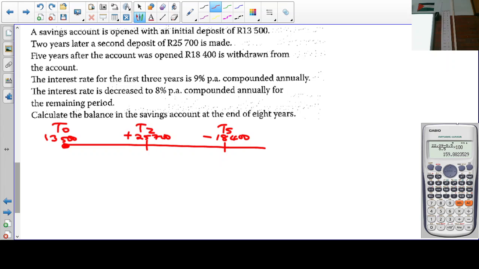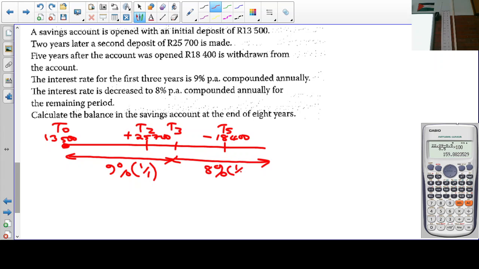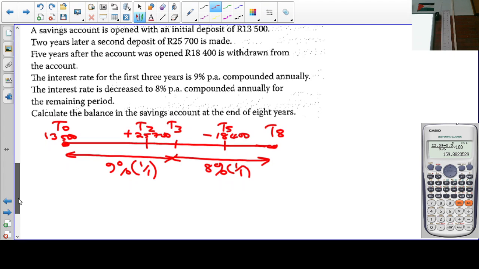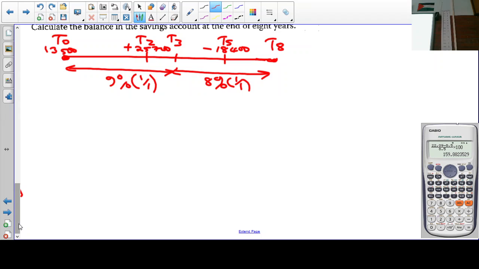The interest rate for the first 3 years, so that takes us to T3, is 9% per annum compounded annually. The interest rate decreased to 8.8% per annum for the remaining period. Calculate the balance on the savings account at the end of 8 years. So this is our timeline. Okay?